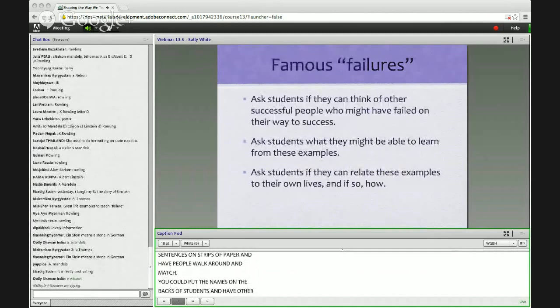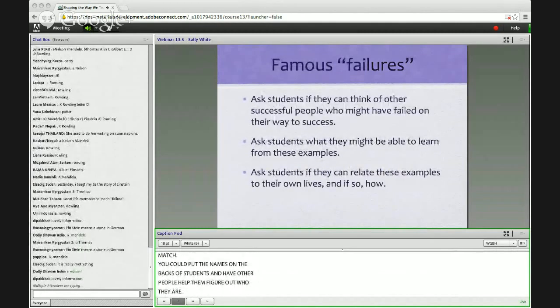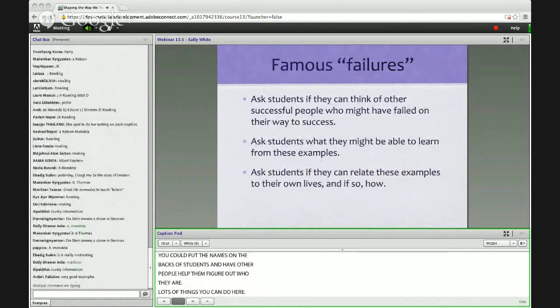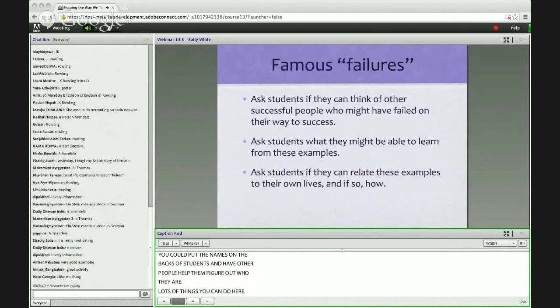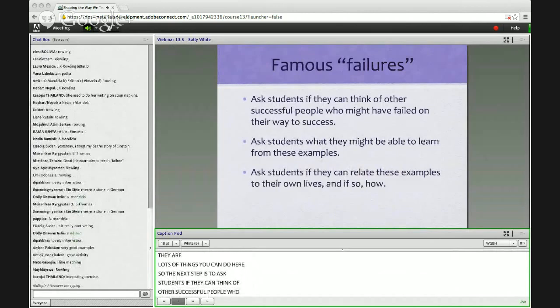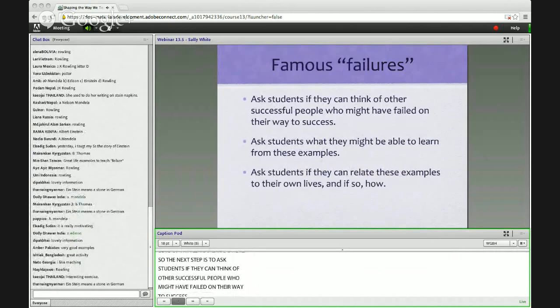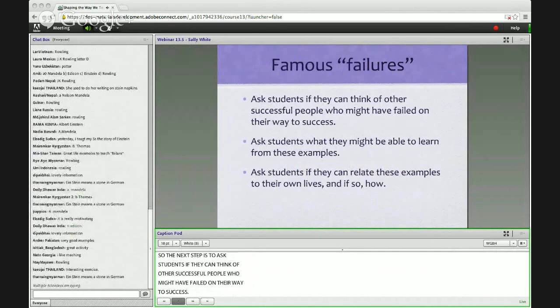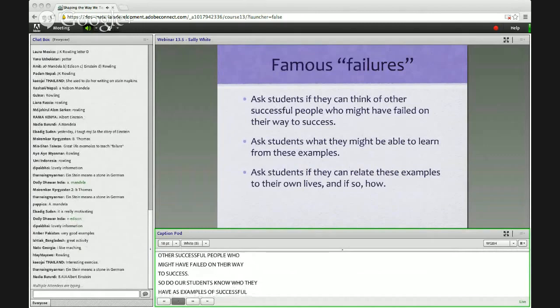So the next step is to ask students if they can think of other successful people who might have failed on their way to success. So do our students know who they have as examples of successful people that have failed? It could be local people, it could be somebody in their family.